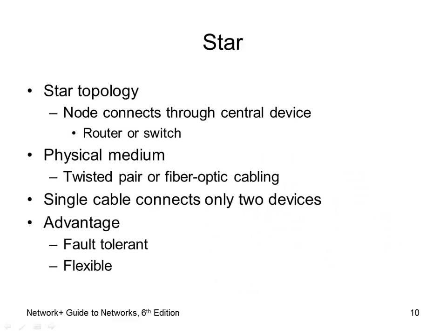So a star is by far the most common. And in stars, every node is connected through some central device, be it a router or a switch or a hub. Physically, they use twisted pair or fiber optic, but a single cable connects only two devices. The advantage is they're fault tolerant and flexible. In here, we've got a star network. Every single computer's got a wire that runs into the wall that runs over there to that wiring.